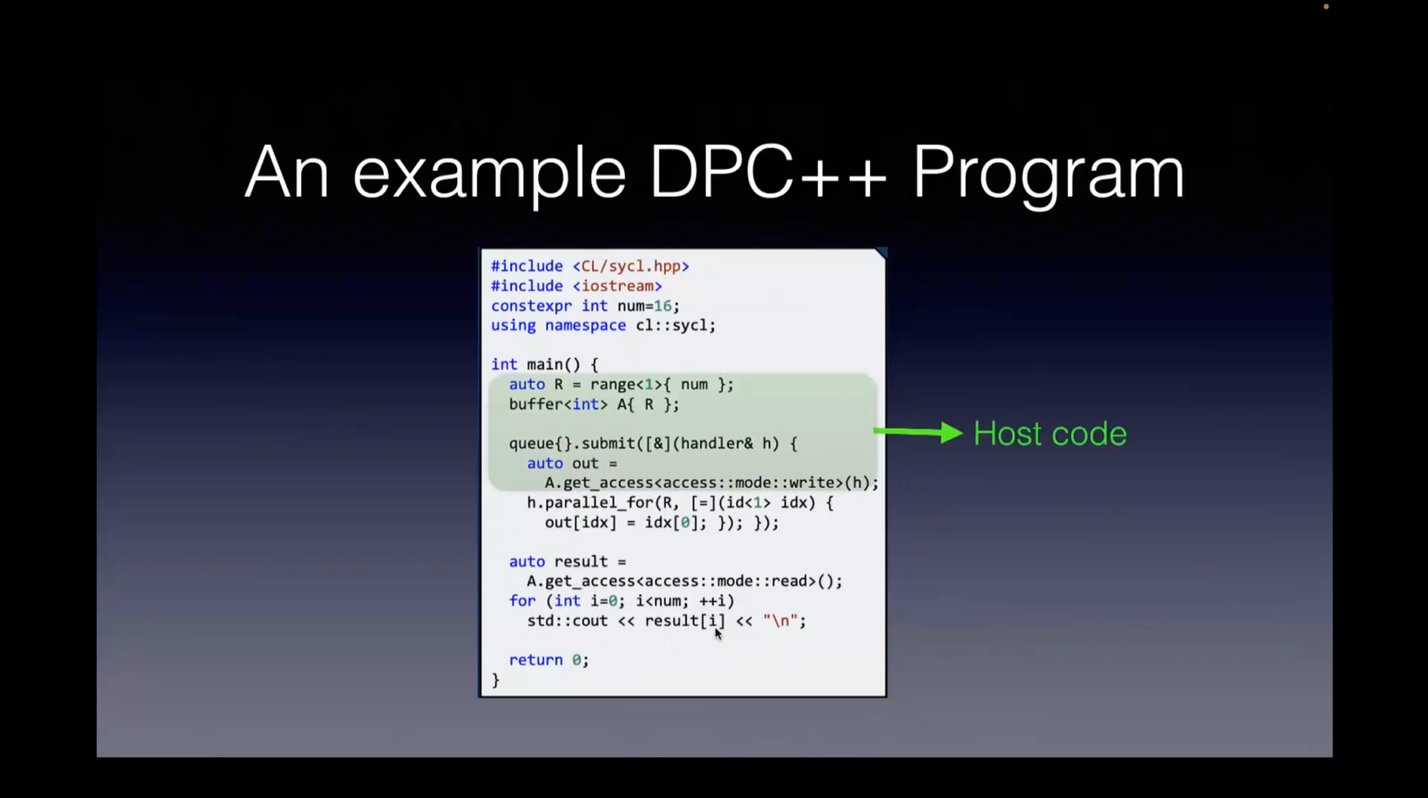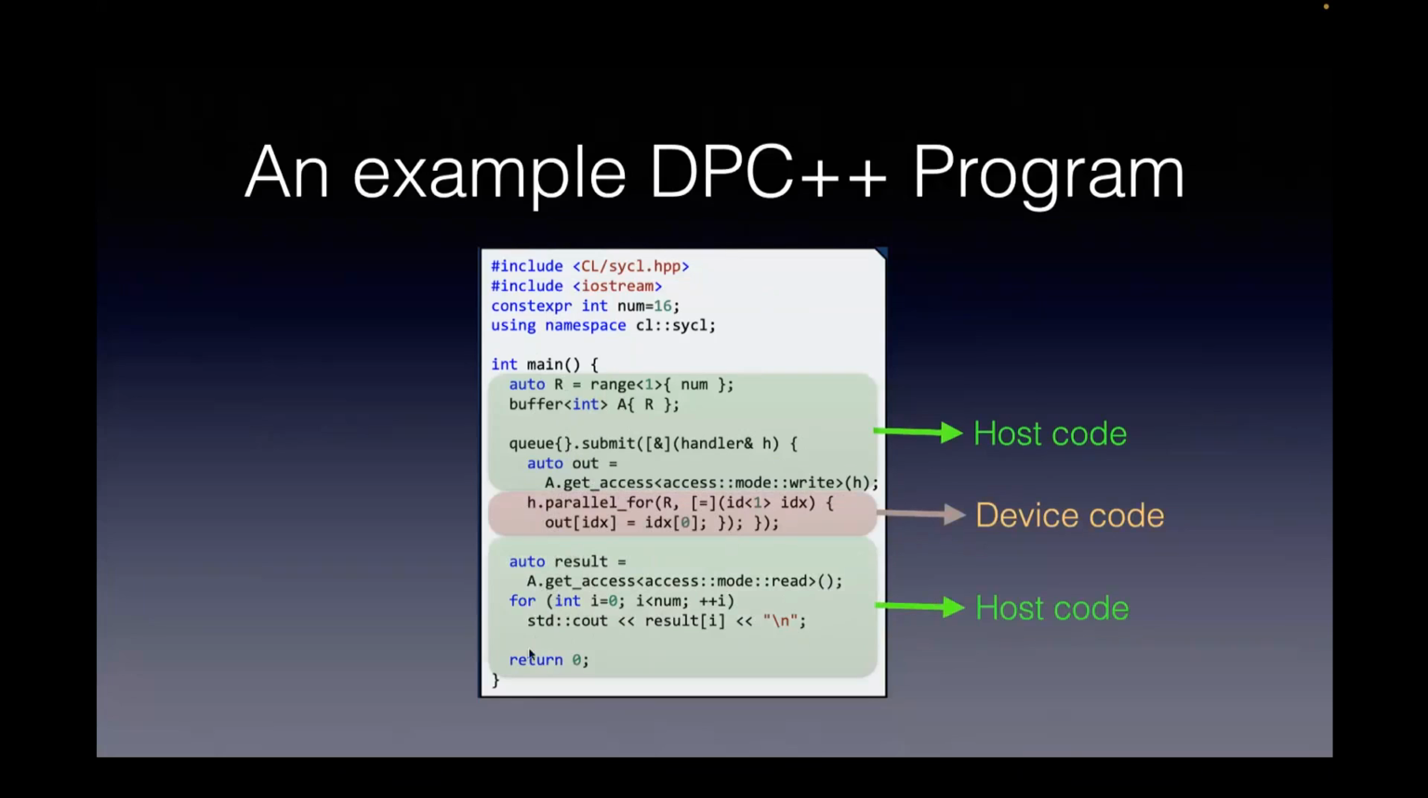Okay. So just to look at this again, the first portion of the code is actually host code. This is defining the range, defining a buffer, defining a queue, and defining an accessor. This h.parallel for is actually the device code. But as you can notice, it is running as part of a simple function inside your main program. So h.parallel for actually is the piece that runs on the device. And you come back here, and the rest of the code is also running on the host.